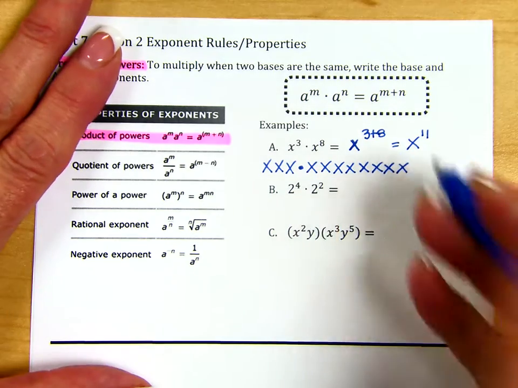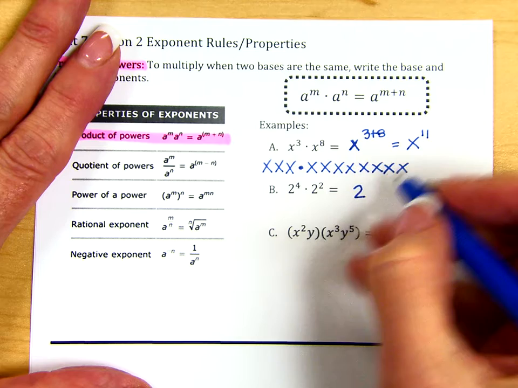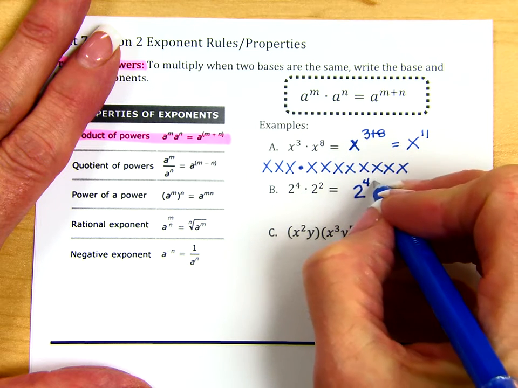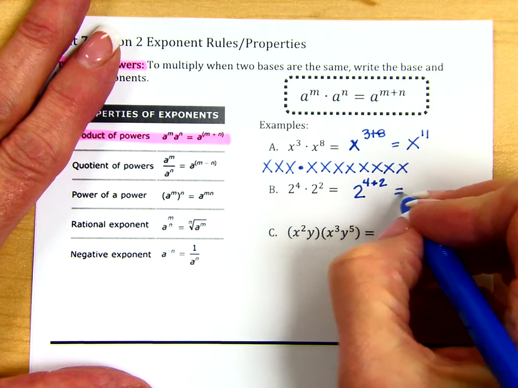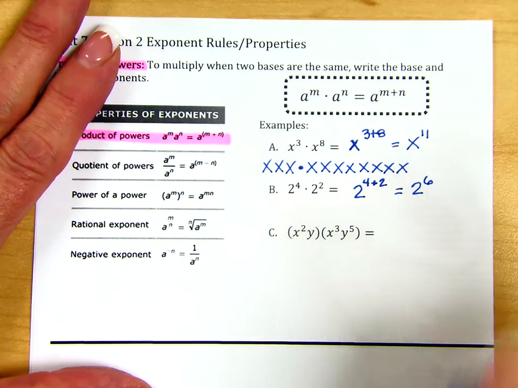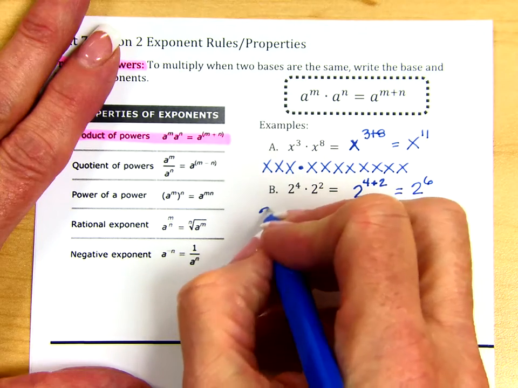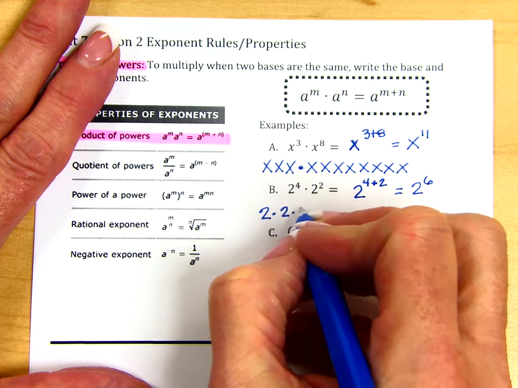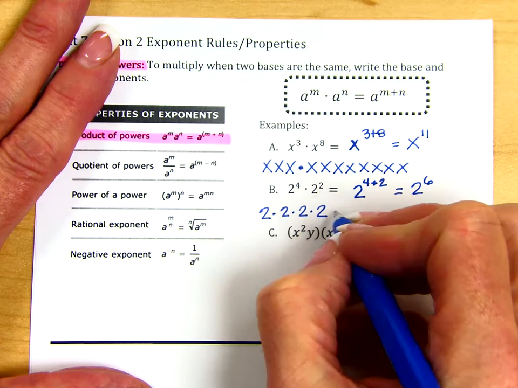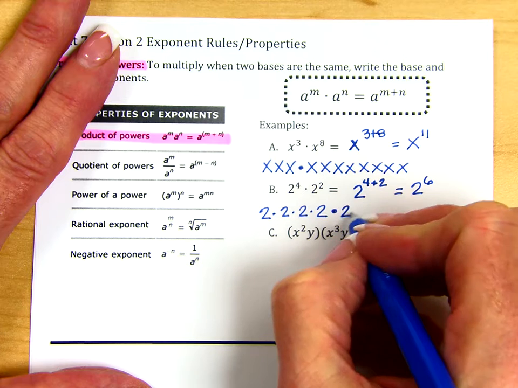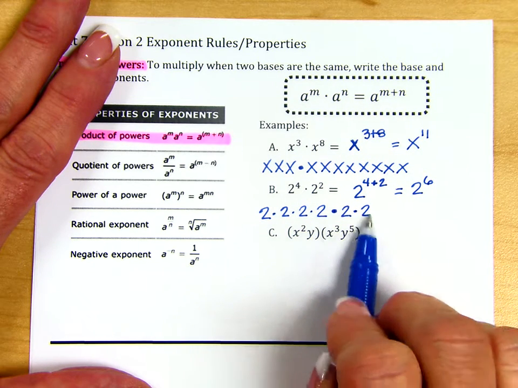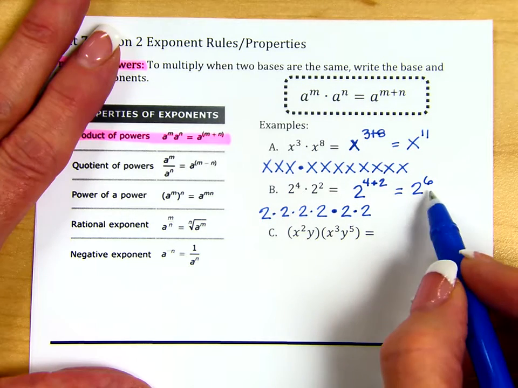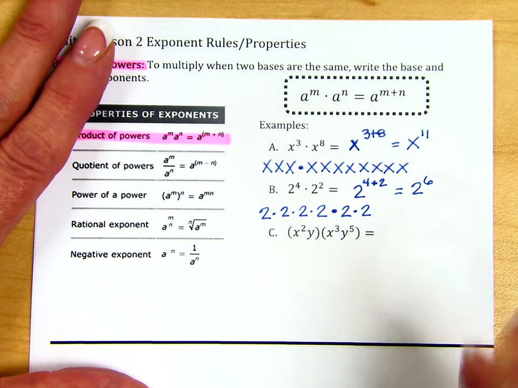It works with numbers as well. The like base here is 2, so I take that 4 plus that 2 for the exponent, and 4 plus 2 is 6, or 2 times 2 times 2 times 2, all multiplied by 2 times 2. So that's 1, 2, 3, 4, 5, 6 2's being multiplied together, and we get 2 to the 6th power.